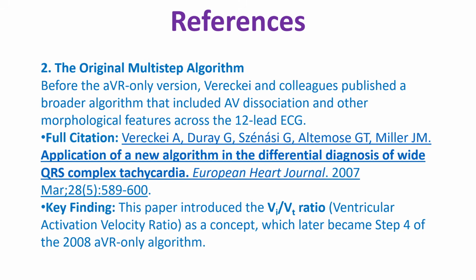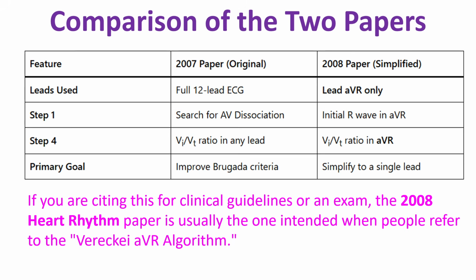Before the AVR-only version, Vereckei and colleagues published a broader algorithm that included AV dissociation and other morphological features across the 12-lead ECG. The key finding in that paper introduced the Vi/Vt ratio, the ventricular activation velocity ratio, as a concept which later became step 4 of the 2008 AVR-only algorithm. Here is a brief comparison of the two papers.